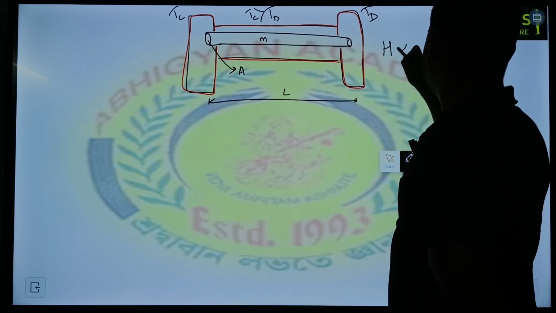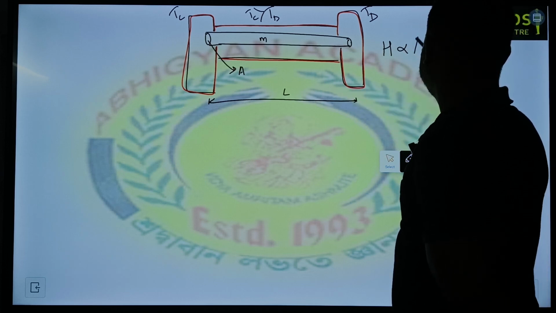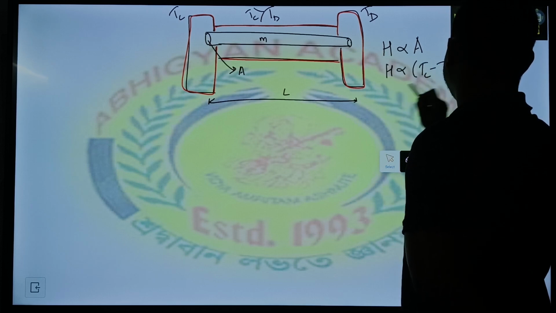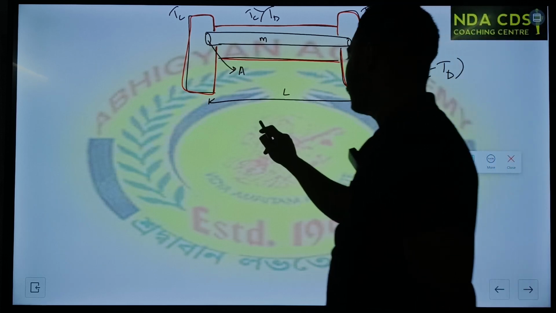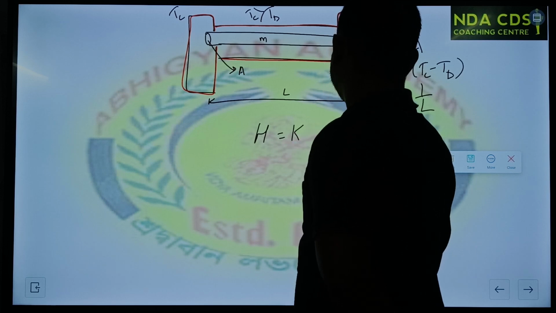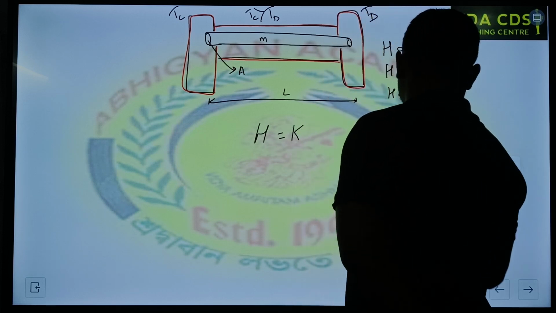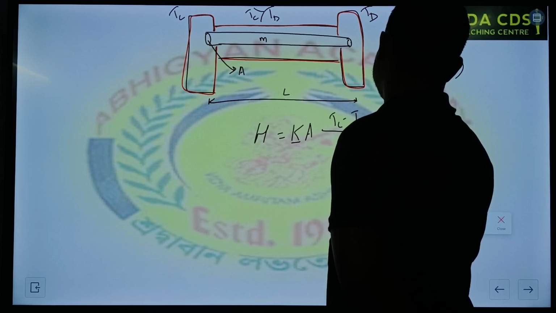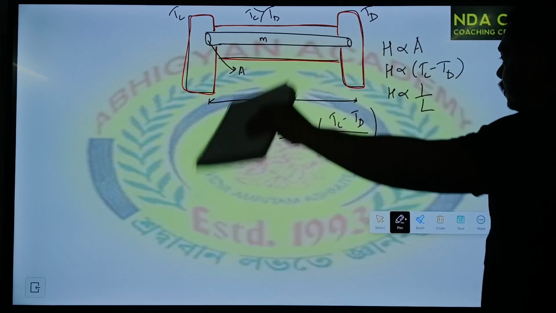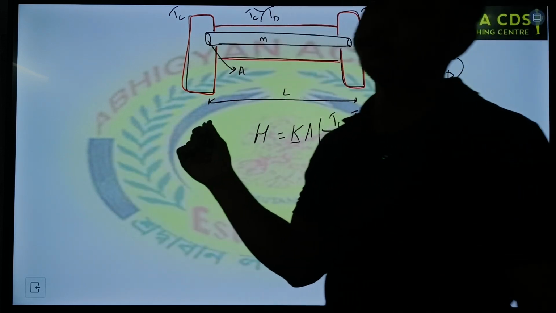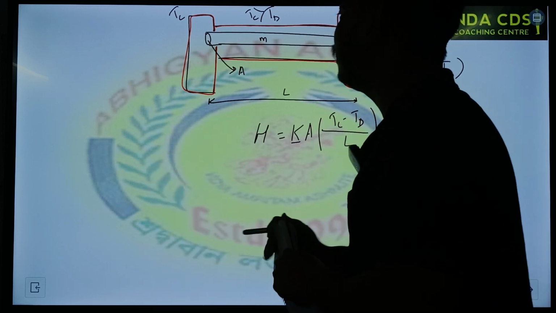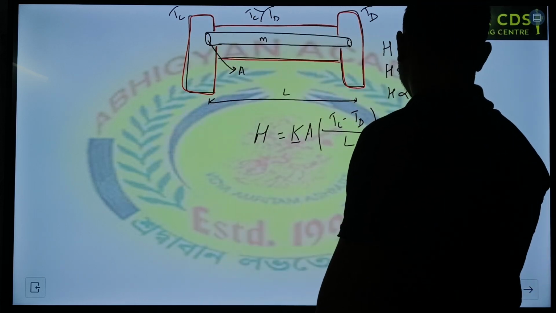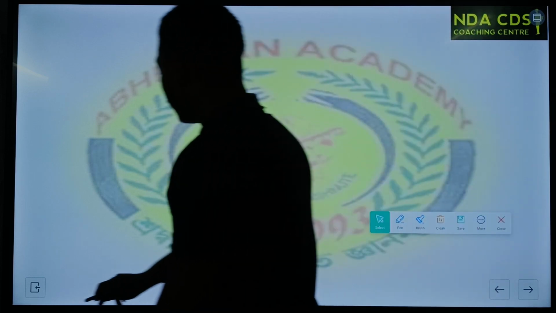And this is also, we know that H is proportional to cross section area. H will be proportional to change in temperature. H will be inversely proportional to the length. K, because proportional sign ko hata ke we have brought the equal sign, so you have to change it with some kind of proportionality constant, and that constant is K A TC minus TD by L. So can you now visualize it? कहाँ से कहाँ क्या हो रहा है for this formula? K value will differ from material to material, or maybe not. Let's see. Understood? ठीक है? कहाँ से कहाँ क्या हो रहा है? Fine.